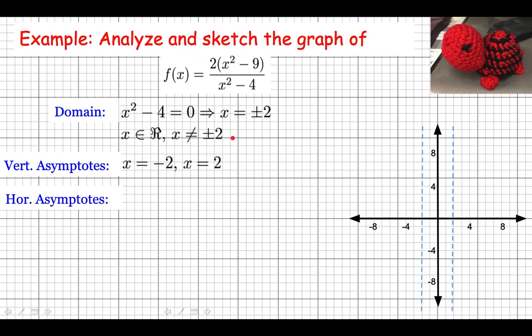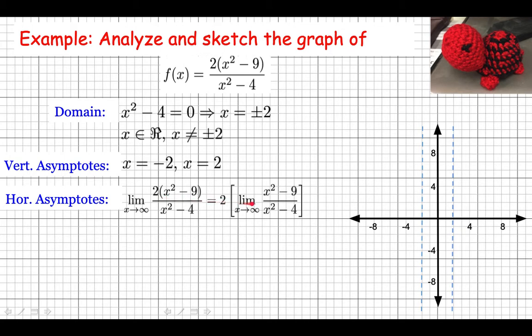For horizontal asymptotes, I'm going to look at the end behavior. Now I can look at this x squared. This is an even function, so it's going to have that even symmetry. So I know the limit to positive infinity is going to be the same as negative infinity. I don't have to worry about that.